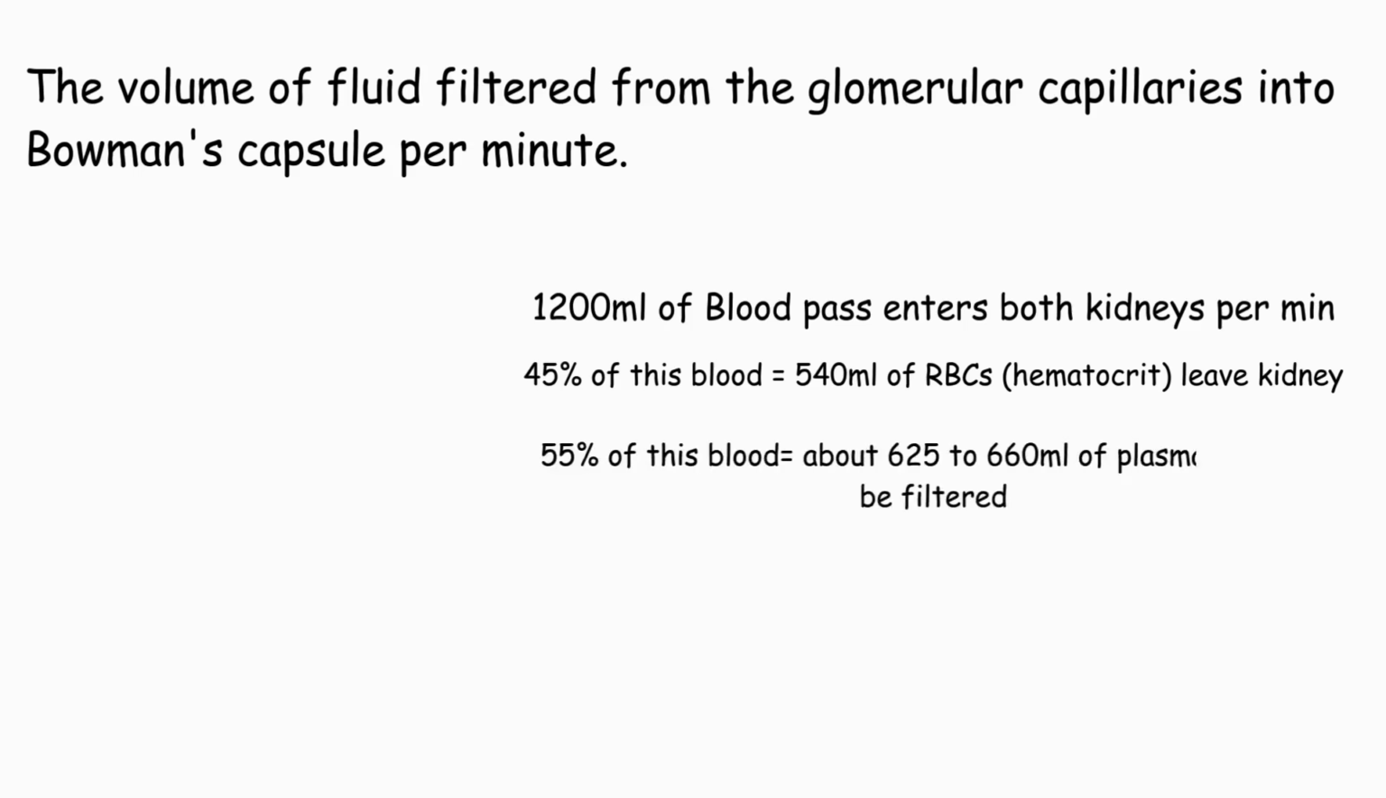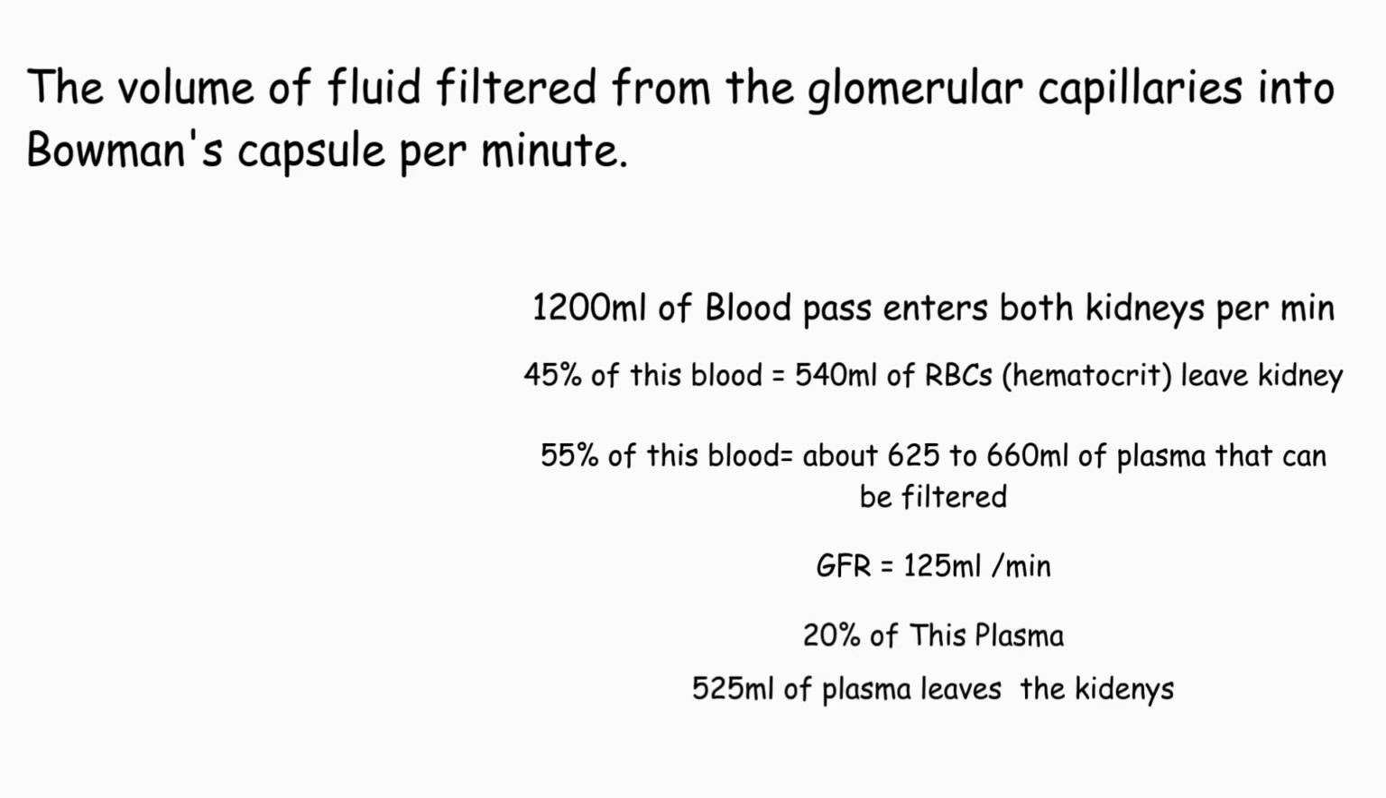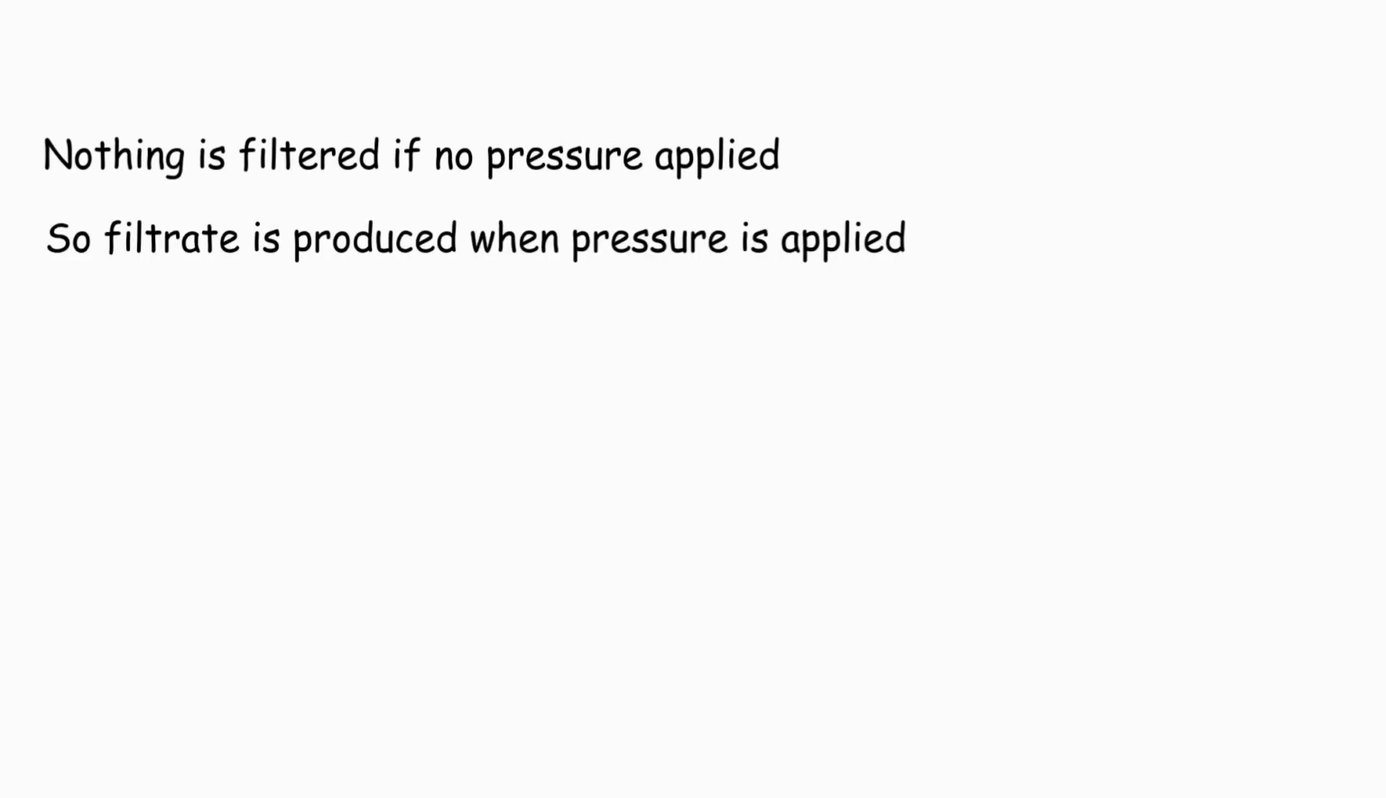Now 55% of this blood, that is about 625 to 660 milliliters, is plasma that can be filtered. Only 125 milliliters of plasma is filtered by the kidney. This is 20% of this plasma. While the rest of the plasma, which is about 525 milliliters, leaves the kidney. Nothing is filtered until pressure is applied. So, filtrate is produced when pressure is applied.